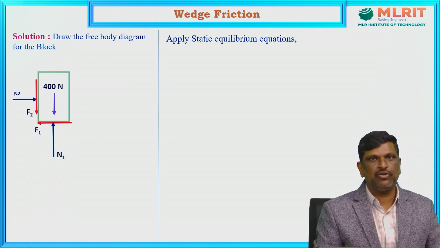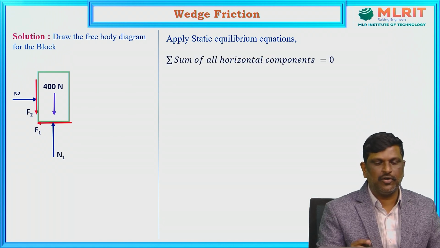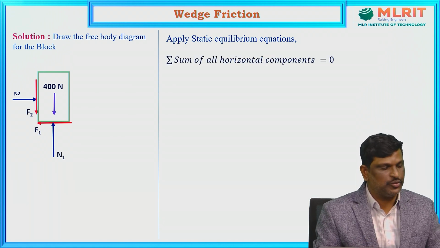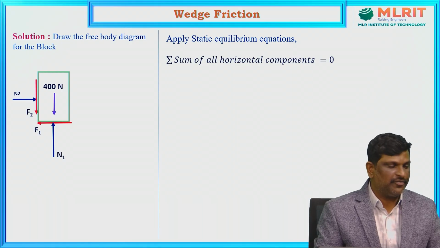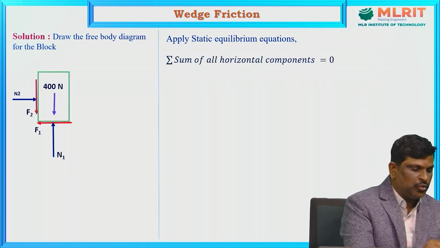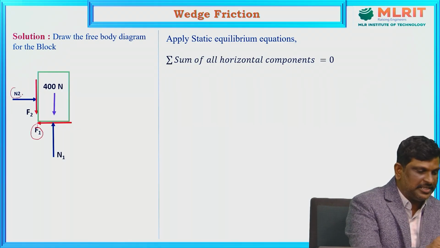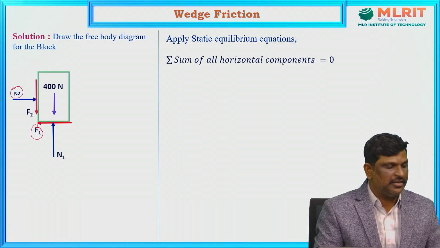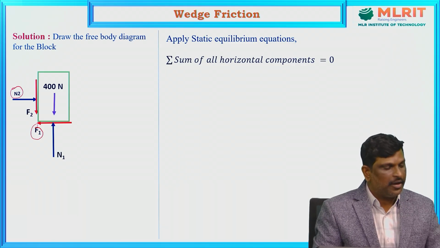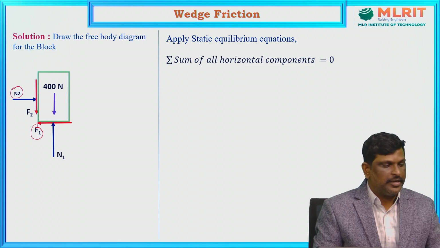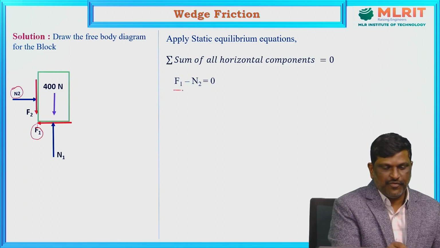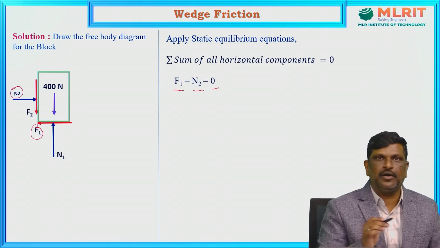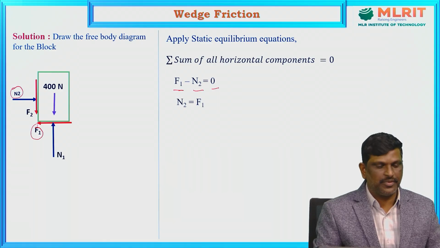The static equilibrium equation is: sum of all horizontal forces is equal to 0. Look at the free body diagram. Here only two forces are acting in the horizontal direction and they are opposing each other. F1 is towards left and N2 is towards right. Therefore, F1 minus N2 is equal to 0, or simply F1 is equal to N2.